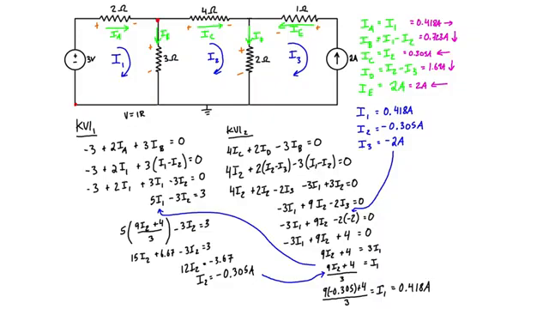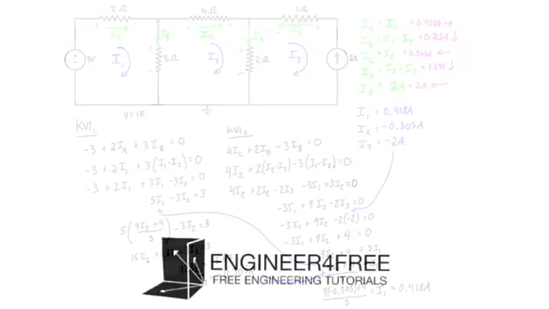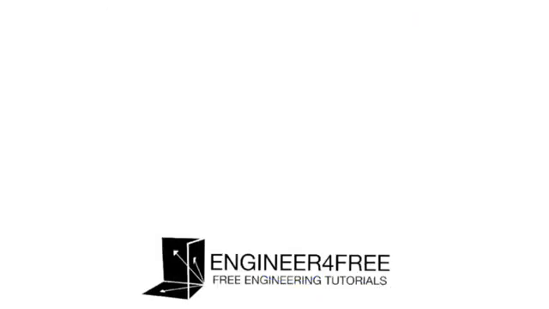So yeah guys, hopefully that's clear, hopefully that example helps, and I will see you in the next video where we'll go over SuperMesh, which is a slightly modified version of this which we have to use in case there is a current source in between two meshes.